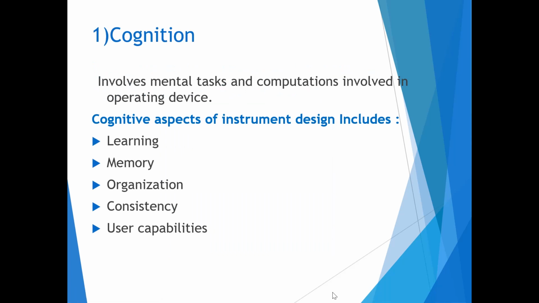So we will go through one by one the elements of successful design. The first, cognition. Obviously, it involves mental tasks and computations involved in operating a device. The cognitive aspects of instrument design have many ingredients, including learning, then memory, then organization, and the consistency and user capabilities. Most of these ingredients come to the fore in the graphical user interface that provides the dialogue between the user and the instrument.